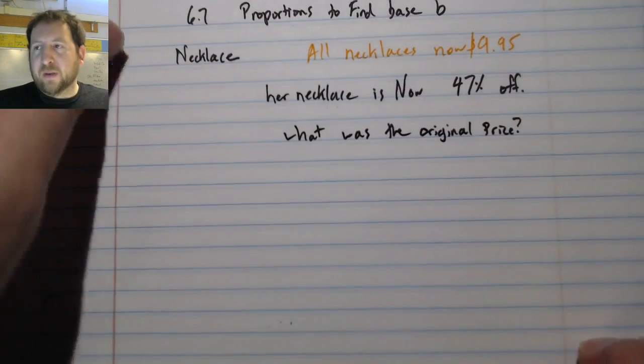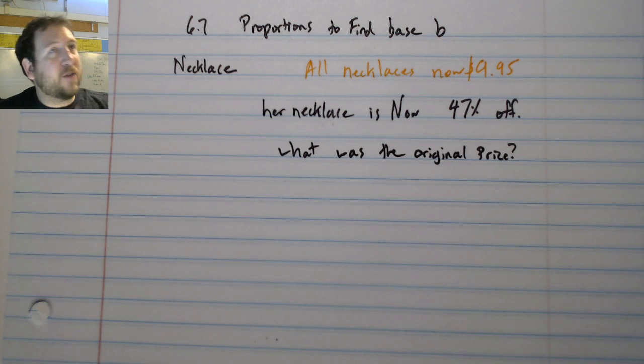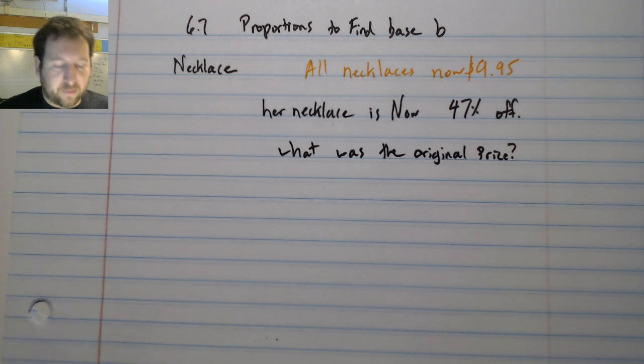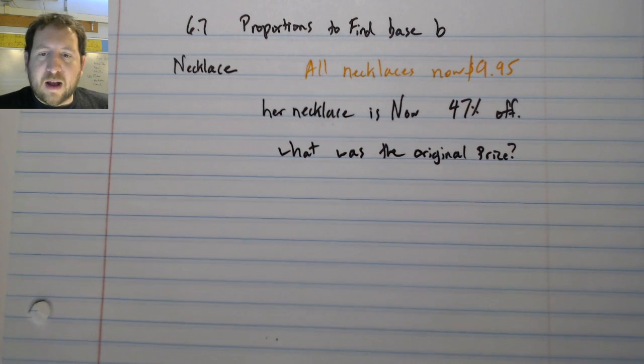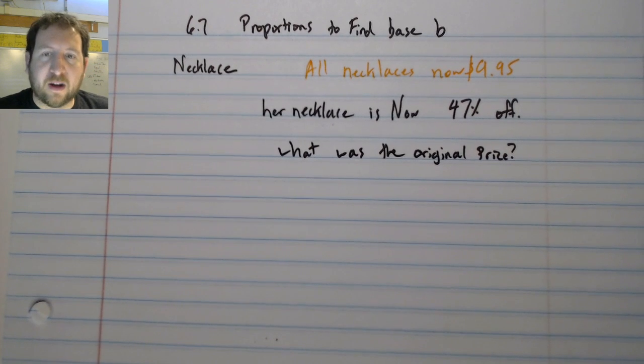And in this case, we're going to be using proportions again to solve these. And like I said before, there are many ways to solve these problems, but we're going to be focusing on proportions for this example. Now, we're going to return to the necklace problem in a minute, but let's take a look at a simpler setup of a question.